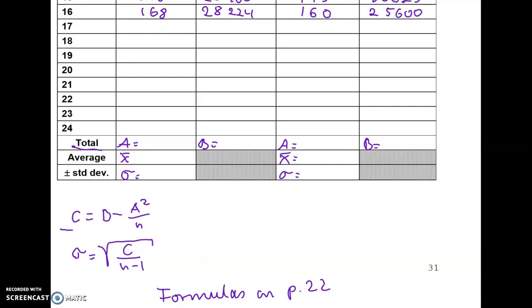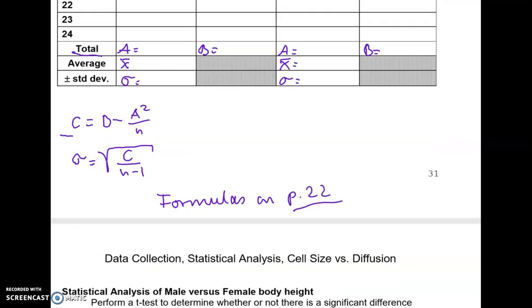That's 1.96 times sigma. And you do the same thing here on the female side. You calculate your average height, and then you calculate your C, which again is basically a subtraction of the sum of the squares minus the square of the sums divided by the sample size. That will give you C for the females, and then you can use that to calculate sigma for the females, which is the variation in the data basically. So you take the square root of C divided by n minus 1. If you need to refresh your memory on the formulas, go to page 22 where you find everything.